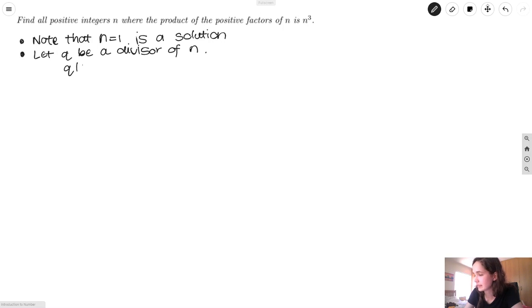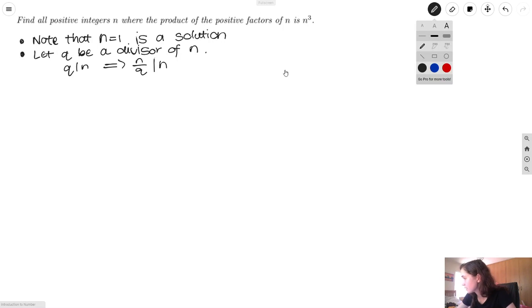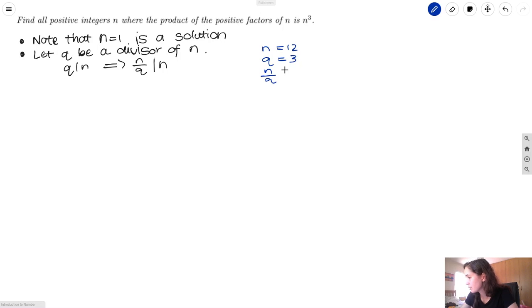So q divides n, and what we have is if q divides n, then n over q will also divide n. So let's look at an example. Let's say n was 12 and q was 3. Then n over q is going to be equal to 4, and 4 will also divide 12. So 3 will divide 12 and 4 will divide 12.